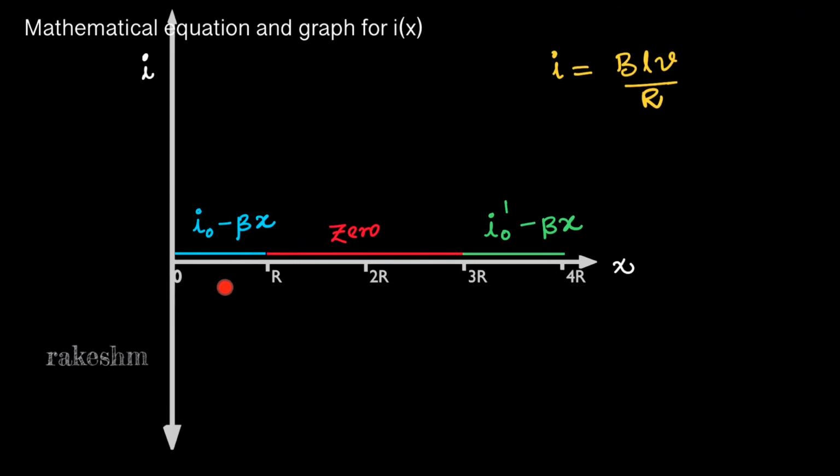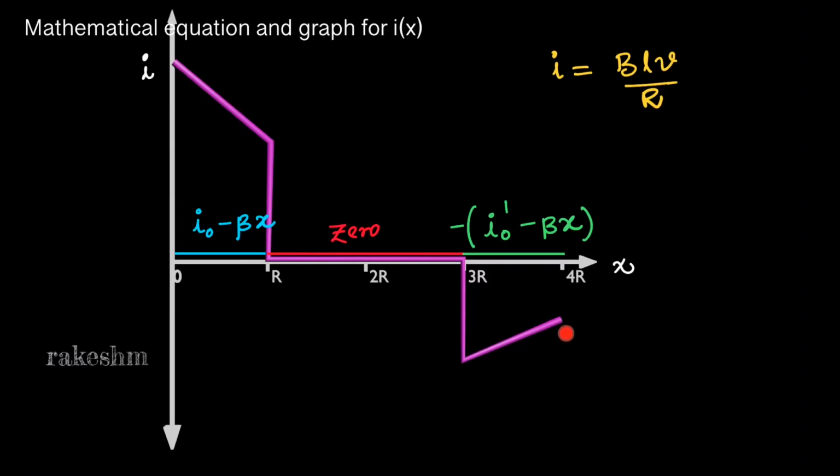We know that from 0 to R, it is an anti-clockwise current. So this has to be taken positive. From 3R to 4R, we know that it will be a clockwise current, and the clockwise current has to be taken negative. So I am just putting a negative sign here. So if you take a look at the graph, current is decreasing with x, then it becomes 0, and then again it decreases with x, but it is a negative value.